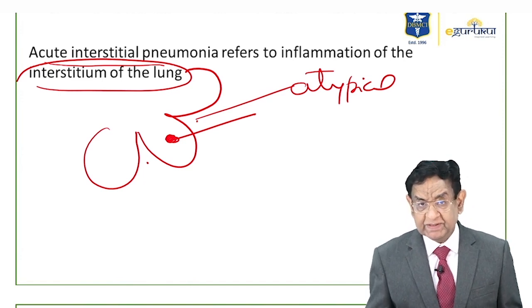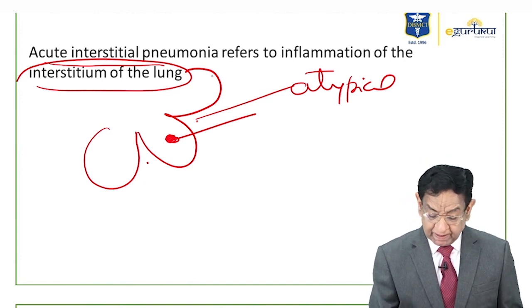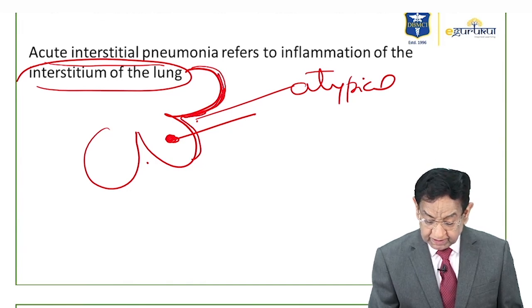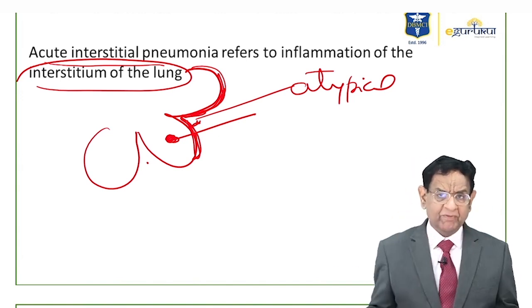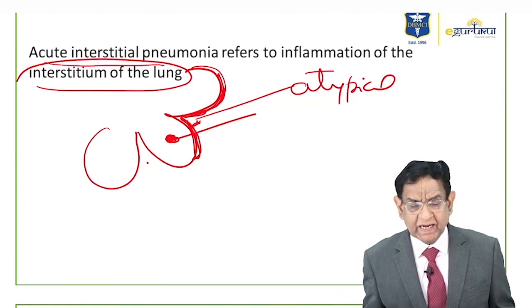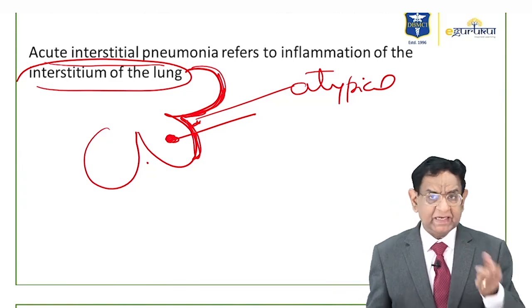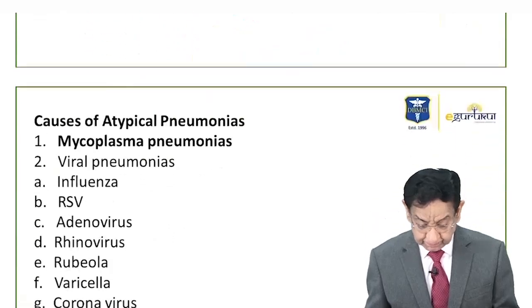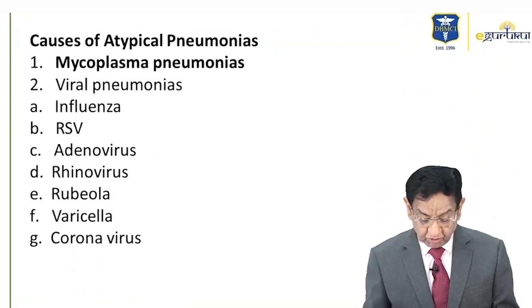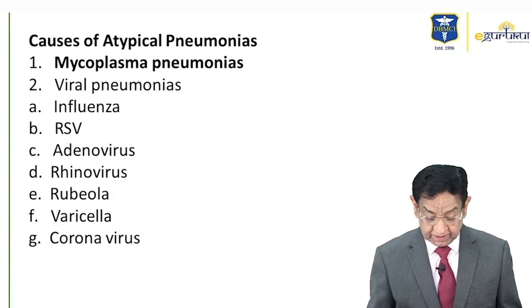So when the interstitium is involved, primarily there will be involvement of the septal wall and alveolar wall, because it is outside the alveolus. In the most simplified way, outside the alveolus is atypical, inside the alveolus is typical pneumonia. Now, what are the causes of atypical pneumonia?